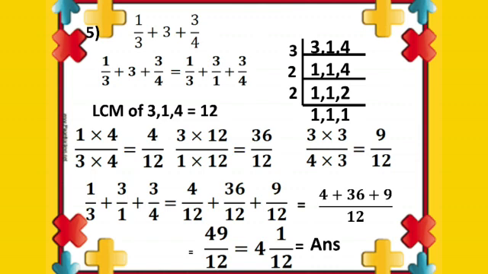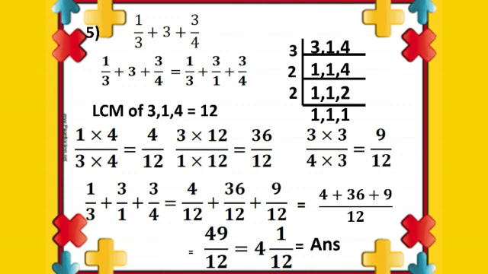So when you find the LCM, it is 12. So with 12 as the denominator, you find the equivalent fraction with the denominator 12 for 1 by 3, 3 by 1 and 3 by 4. So the fractions are 4 by 12, 36 by 12 and 9 by 12. Now the denominators are the same. You have converted the unlike fractions into like fractions.